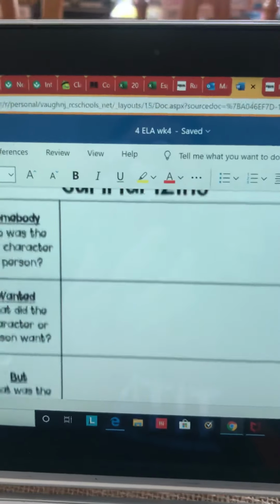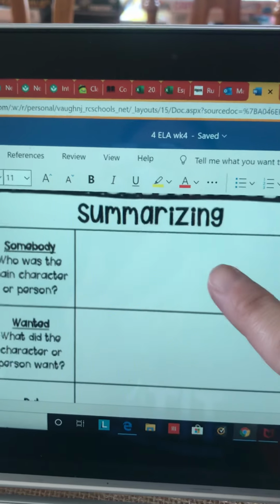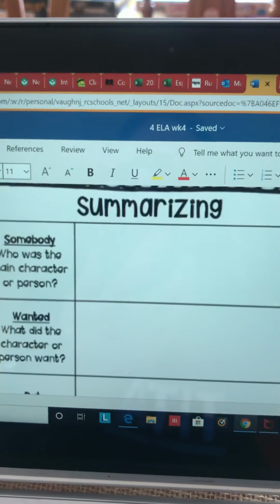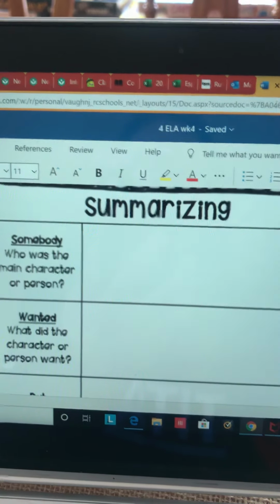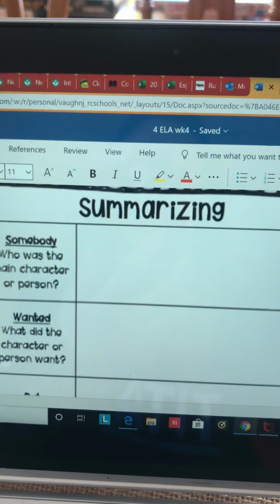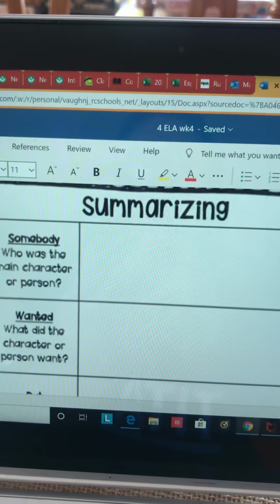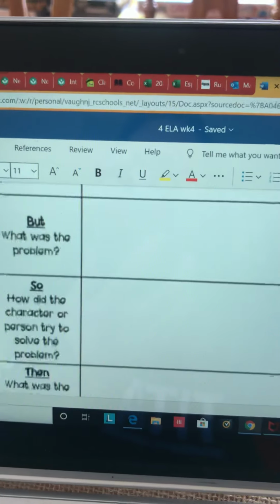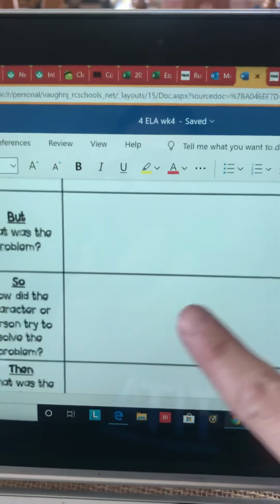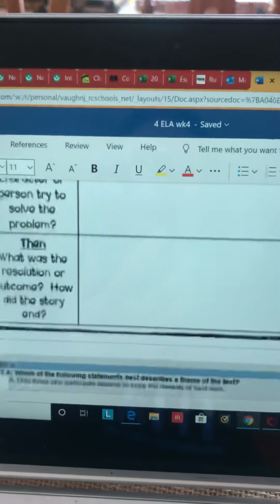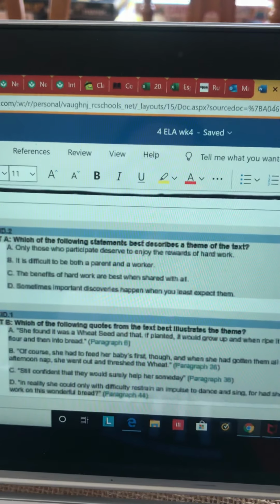You need to write your answers over here in the blanks. And then either on the back of one of these pages or on a clean sheet of notebook paper, you need to write your summary of the Little Red Hen using the information that you wrote in the chart. I think that was maybe day 3.